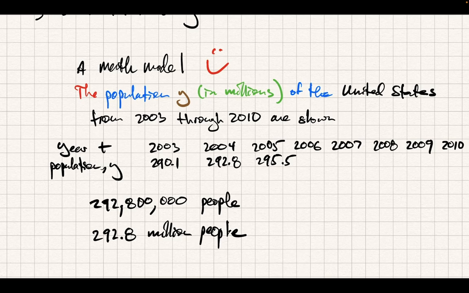So 2006 is 298.4, 2007 is 301.2, 304.1, 306.8, and 308.7. Are these realistic numbers?